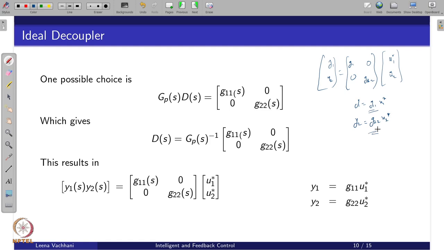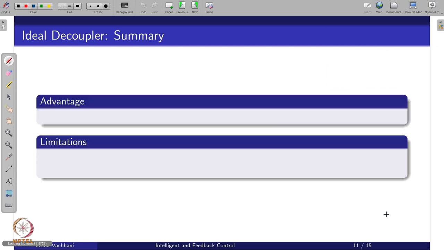All right. So now my decoupler is nothing but D of S equals the inverse of GP of S times the diagonal matrix of G11 and G22. Now you notice that if GP of S does not have RHP zeros or transmission zeros, then this invertible transfer matrix can be used for designing the decoupler. As I mentioned, this gives me a diagonal form, with Y1 equal to G11 U1 star and Y2 equal to G22 U2 star.